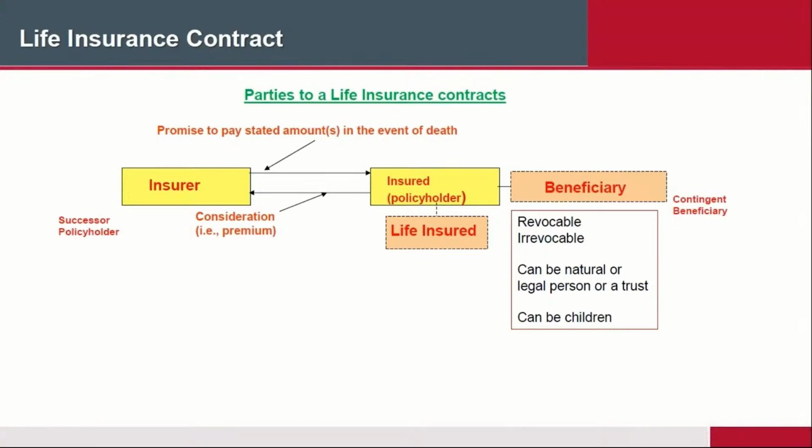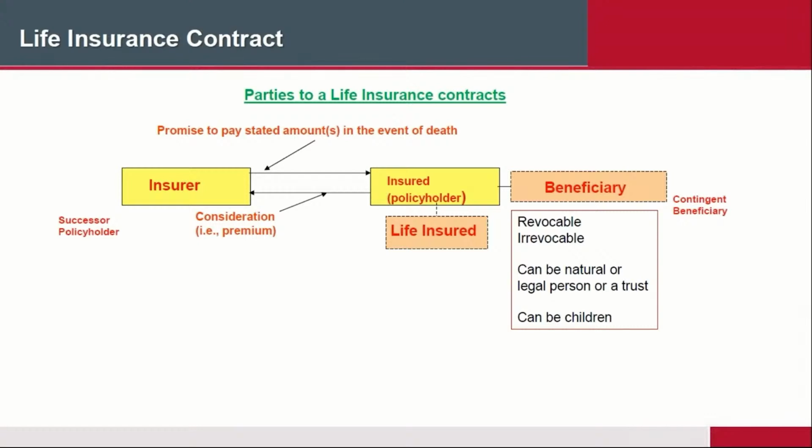Okay, the insured is the owner of the contract, so the policyholder, basically. Now, the insured could also be the life insured. In other words, if the insured and the life insured are the same person, then it's what they call personal insurance. So, for example, if I buy an insurance policy on myself, then I am both the insured policyholder and the life insured.